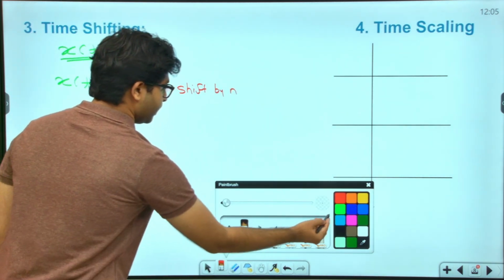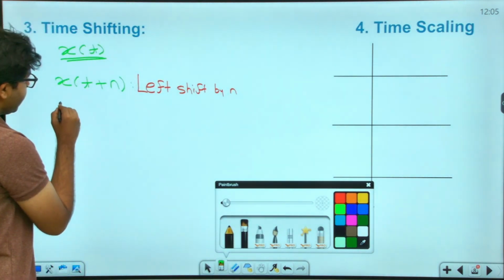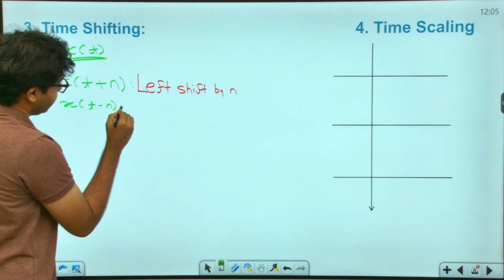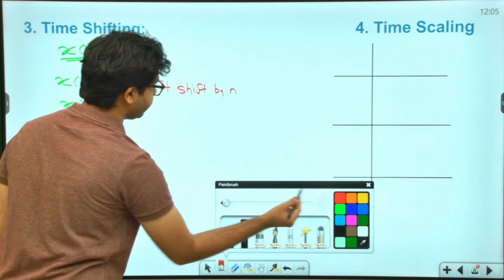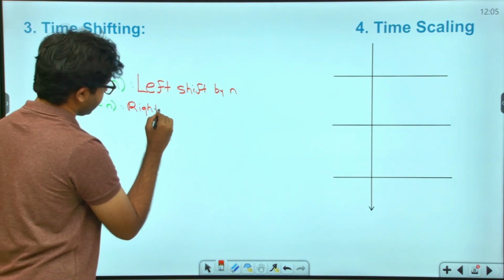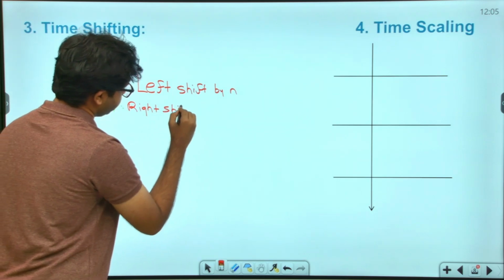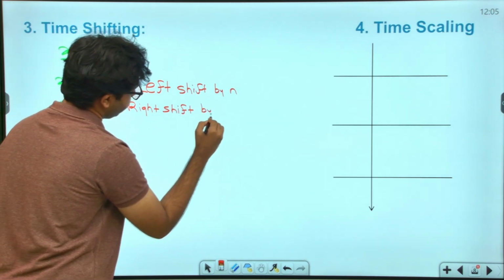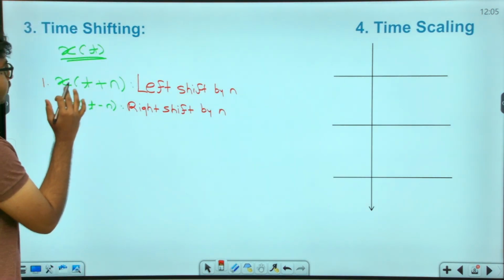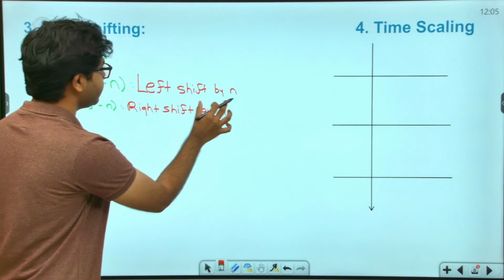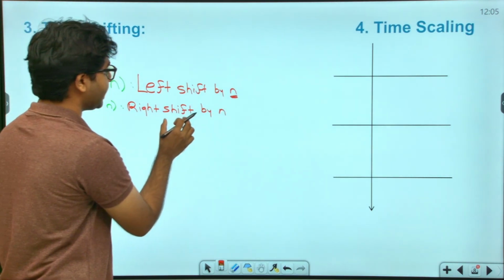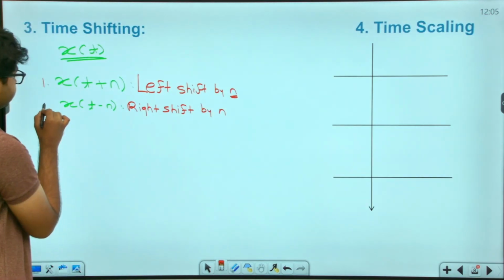Now next comes x of t minus n. What does t minus n denote? The right shift, right shift by n units. So this is the first, x of t plus n, which is the left shift by n units, and x of t minus n, which is the right shift by n units.